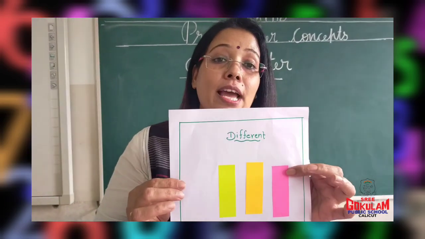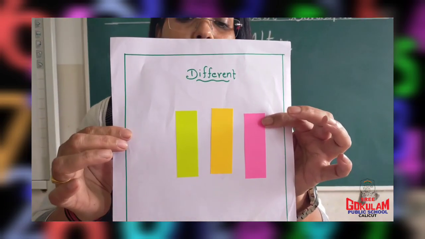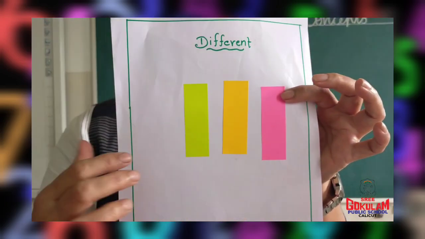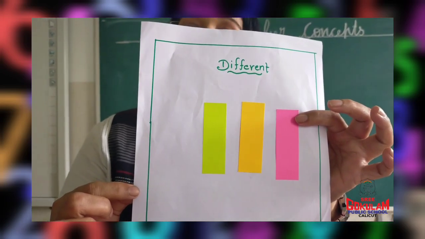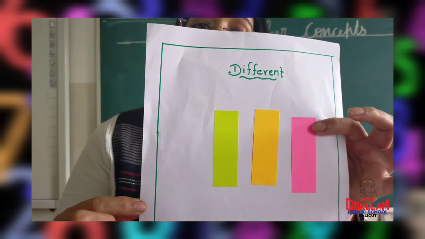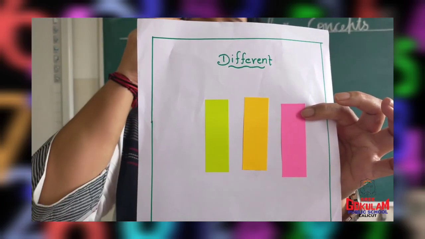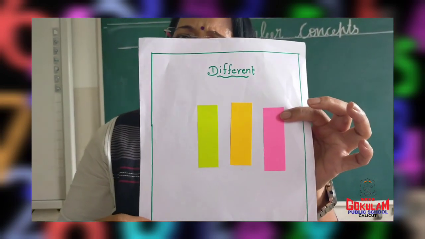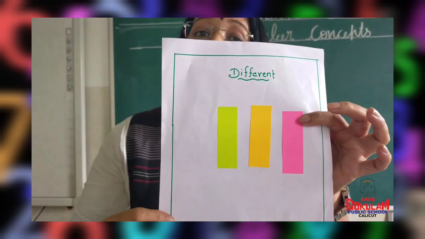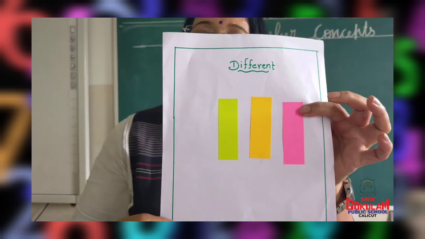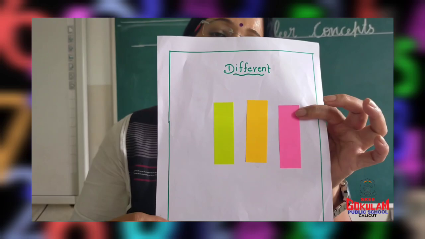Yes, in the same way I will explain once again the concept different. Yes. Can you see these colors? Yes. First one is light green. And the second one is yellow and the third one is pink. See children, are all these colors same? No, these are different. These are different colors. Got it? I hope you are clear with this concept.